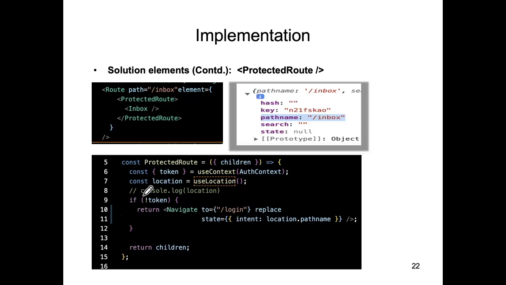Otherwise, if this overall expression evaluates to false, and it would evaluate to false if the token had some legitimate value in it other than null or undefined, and by notting it, that overall expression becomes false, so it skips over it. In that case, we return children. What's children? Well, in this case up here, children is inbox. And so now the inbox component is mounted, which means the inbox page is displayed.